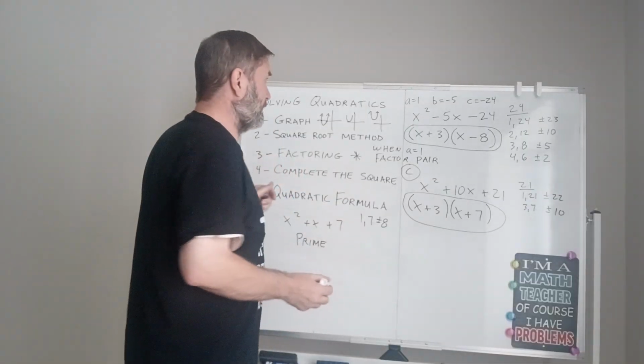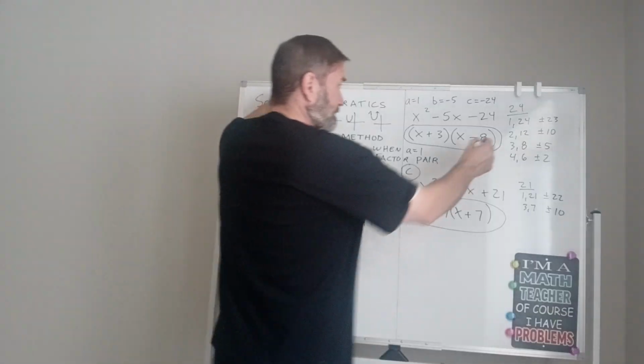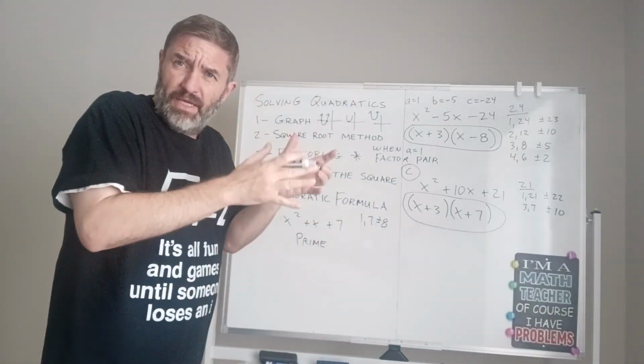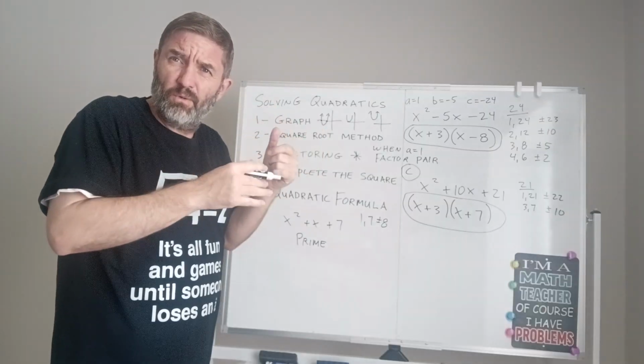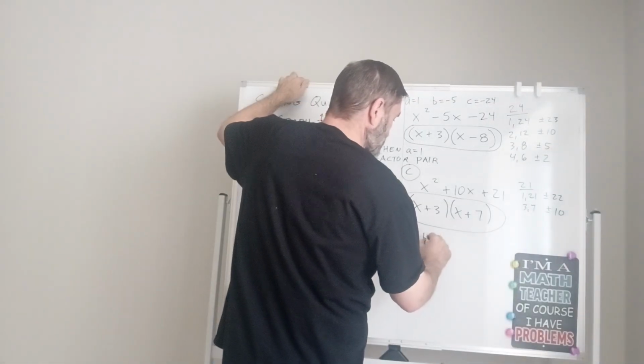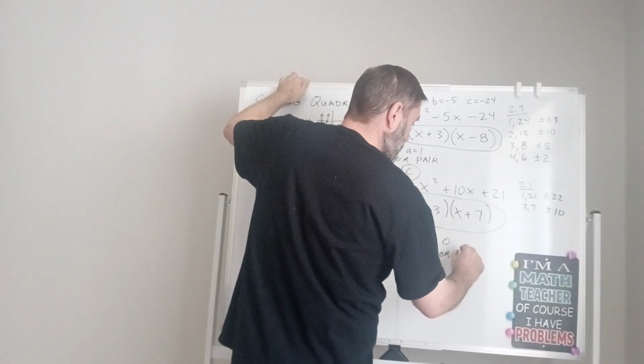Now, to solve a quadratic, you need to set it equal to 0. Okay, and if this is going to be equal to 0, we use the zero product property. If I have a times b equal to 0, I know that a or b has to equal 0. Okay, so if I have a times b equals 0, either a is 0 or b is 0.